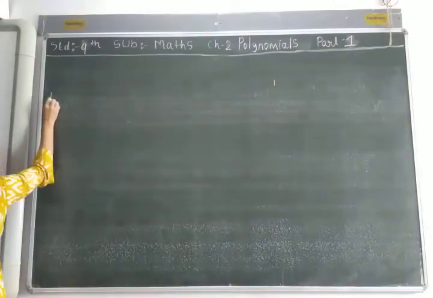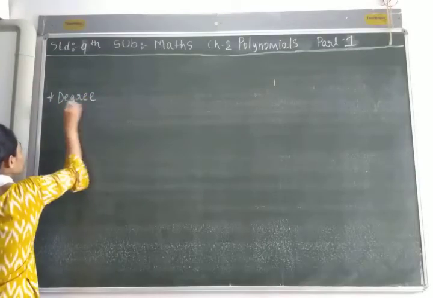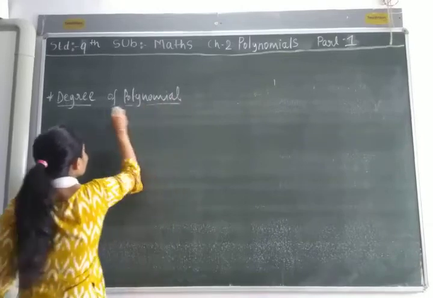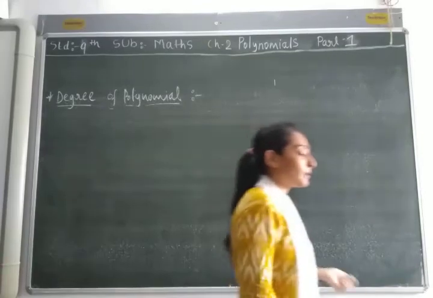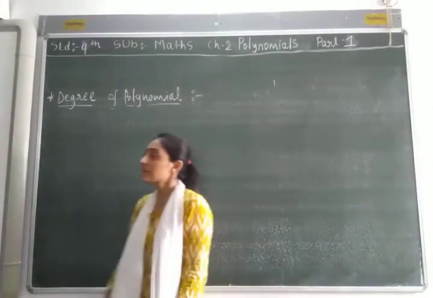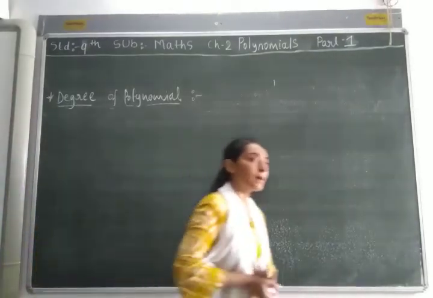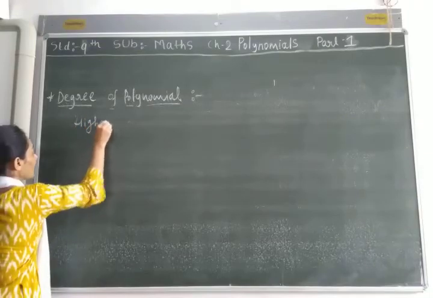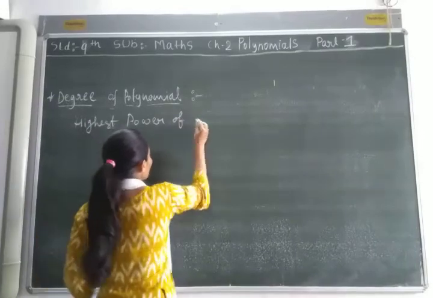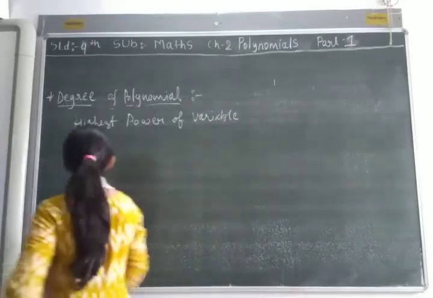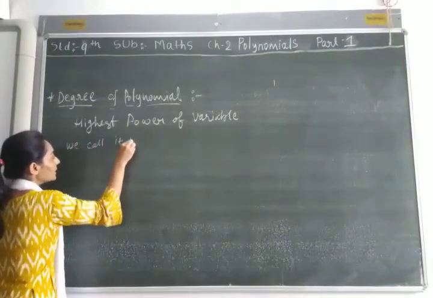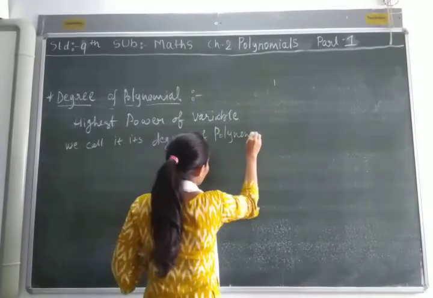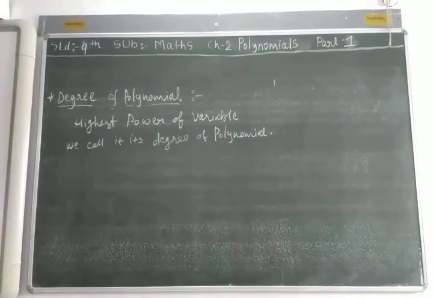Now the third thing is the degree of a polynomial. The degree of a polynomial is nothing but the highest power of the variable. The highest power of the variable, we call it the degree of the polynomial.